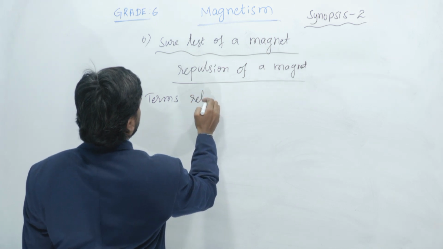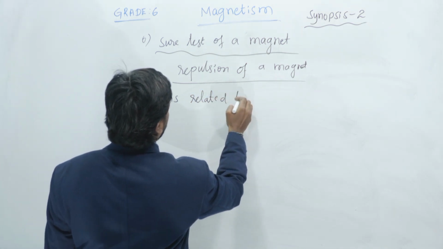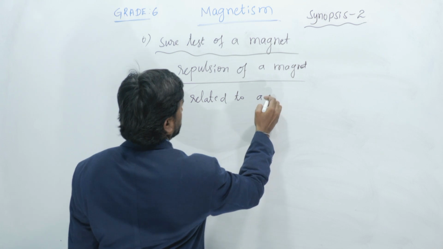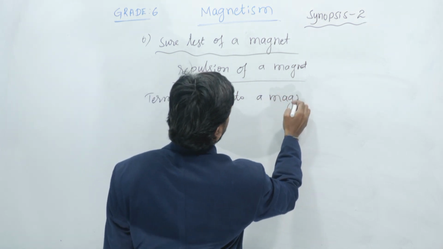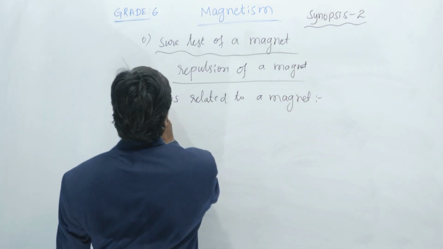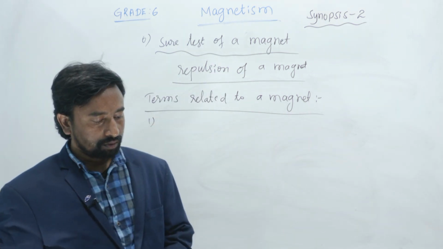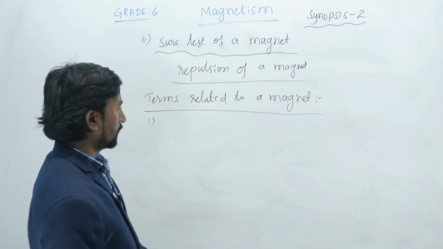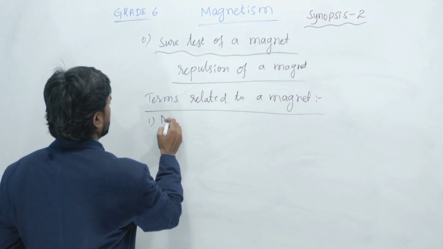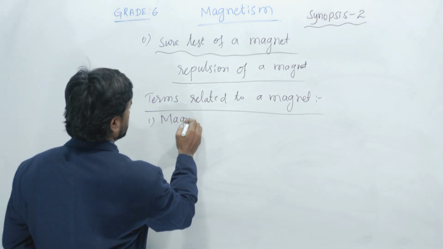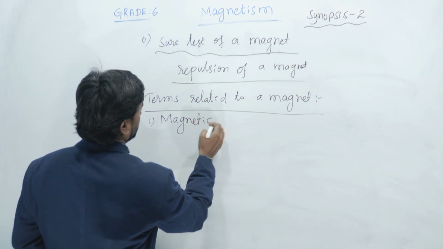Terms related to a magnet. Here we have seen their poles. So the first term is the pole of a magnet. Our magnetic poles we can see here. The first one we can write here: magnetic poles.